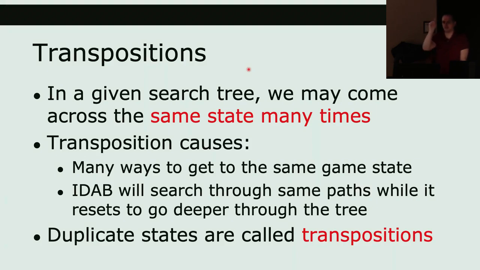The game progression may naturally be able to get us to the same state in multiple different ways. However, even if there's a game in which you cannot get to the same state in many different ways, we are still doing iterative deepening alpha beta. So if I've got an iterative deepening alpha beta and I'm going from depth 1 to depth 10, well, I'm going to see all the states at depth 1 at least 10 times. And the states at depth 4, I'm going to see at least 6 times, right? So these duplicate states are called transpositions, and they're either caused by one of these two reasons.